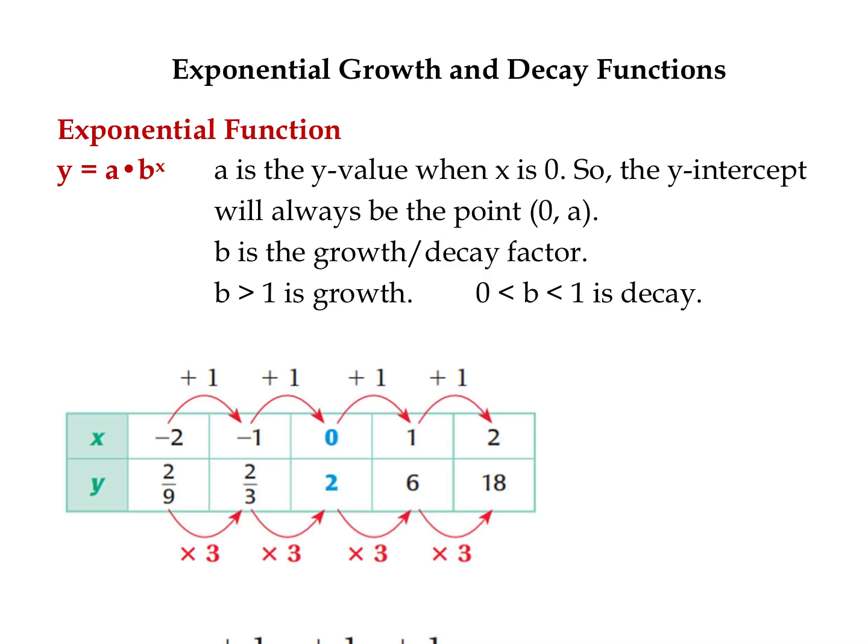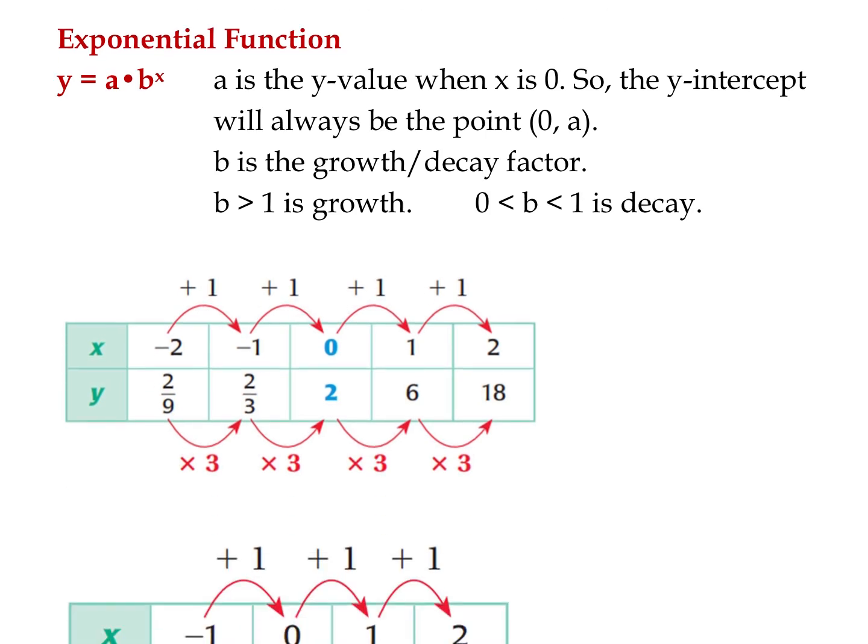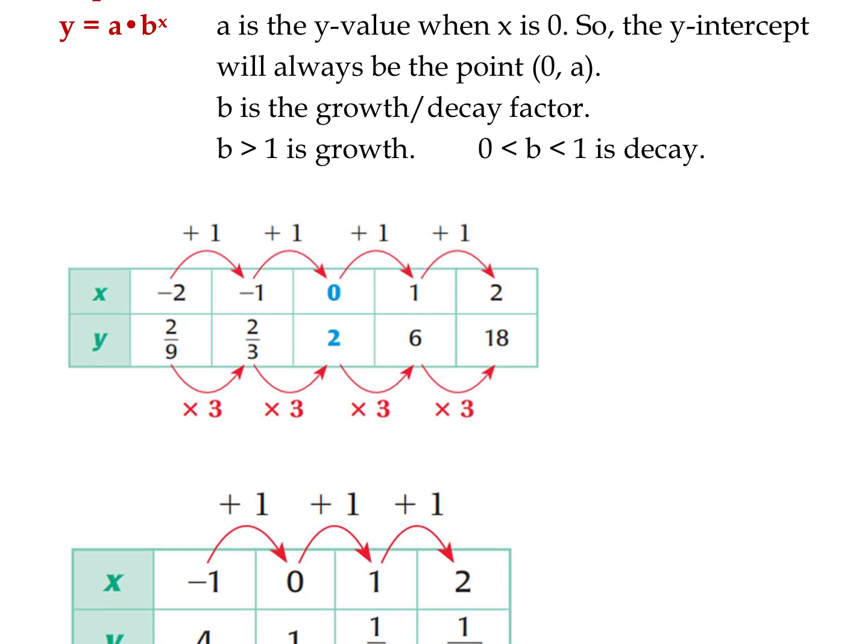So let's see what that looks like with some tables of values. In a table with x values and y values, we want to notice, as the x's go up by 1, what's happening to the y values. Unlike a linear equation where we'd add the same amount each time, now we're multiplying by the same amount each time. We're multiplying by 3, then by 3, by 3 to get the next y value.